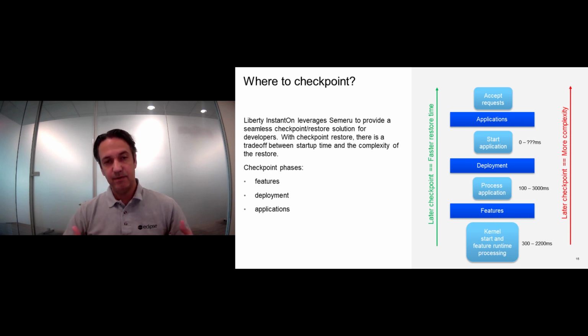And basically that happens after we've loaded up all the features and got them started and ready for processing the configured applications. So the next phase is what we call deployment. This is where we actually start looking at the applications you have configured, processing their metadata, class annotations, and so on, basically getting the Liberty container ready to service your application. But at this point, we haven't actually run any of the application code. That comes in the next phase, which is what we call applications.